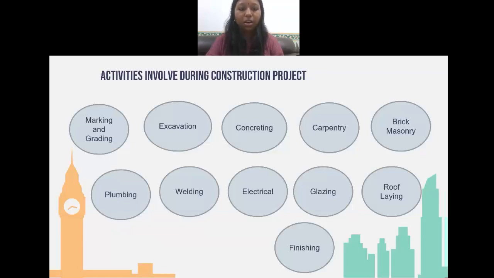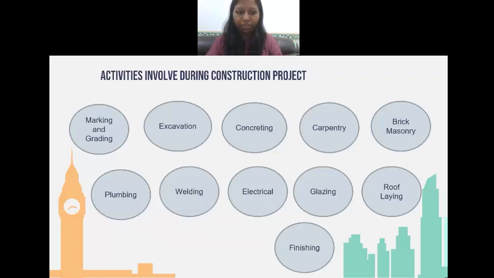Second is excavation. It involves moving rocks out of a certain area to prepare for construction. In simple words, it is a basement excavation. Prepare the basement to be built. Next is concreting. Concreting is a major activity in construction. This is used for construction of buildings, roads and bridges.